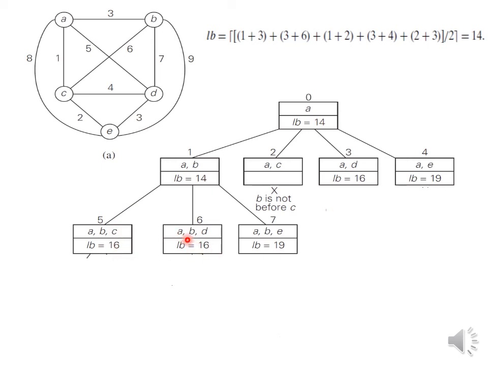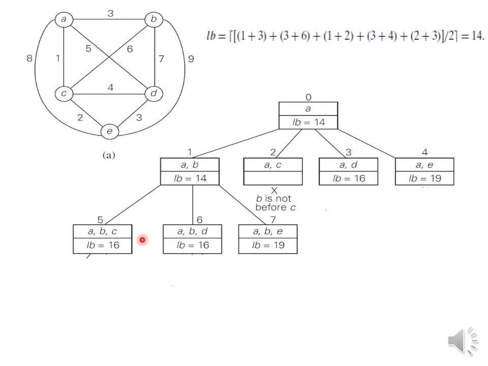Similarly here, the mandatory edges we have to consider during the lower bound computation are AB and BD. So 3 plus 1, and 3 plus 7; these two are mandatory, that is why we are taking them. It is a part of the solution already. Coming to C, it is 1 plus 2. Coming to D, it is 7 plus 3. Coming to E, it is 2 plus 3. So divide by 2, it comes out to be 16. Similarly for node 7 also. So we got 3 nodes.